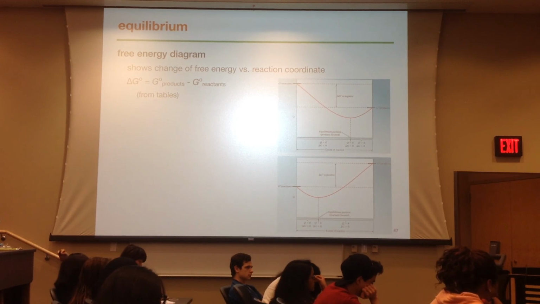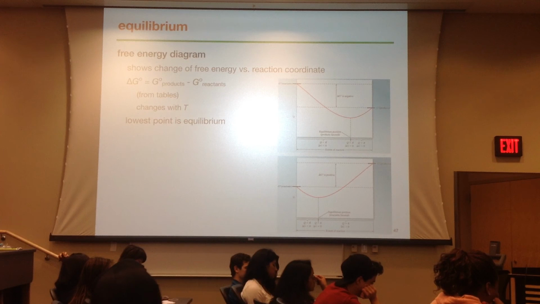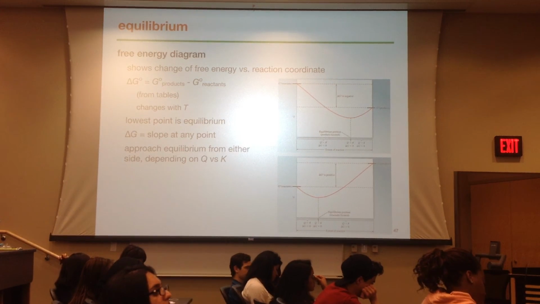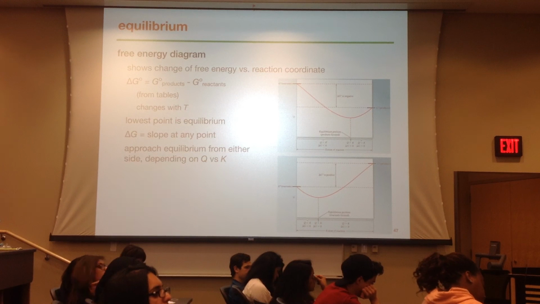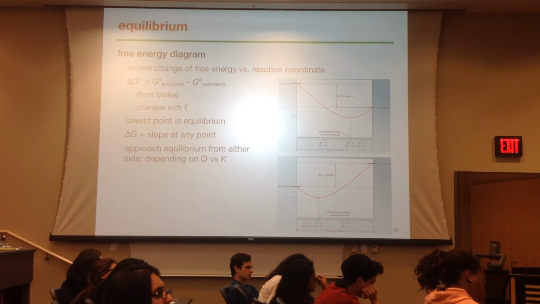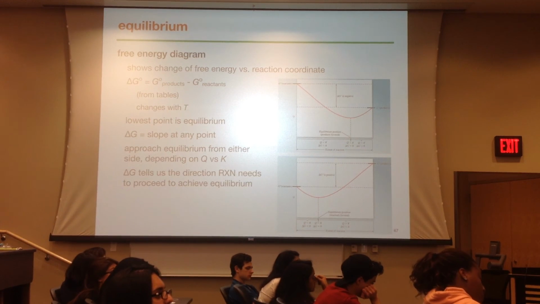So we get delta G0 from tables. It changes with temperature. The lowest point is going to give me the equilibrium. Delta G is the slope. We approach equilibrium from either side. It depends on Q versus K. We already know how it depends on Q versus K. We've already seen that. Nothing new here. All we now have is a relationship between Q, K and delta G.